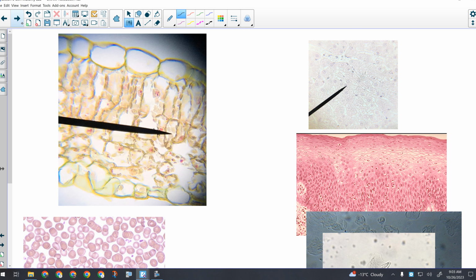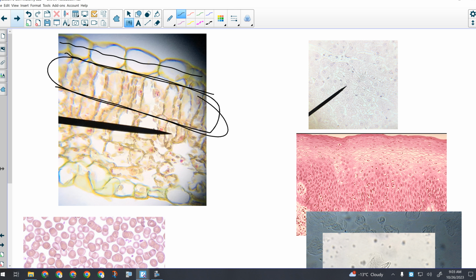So you can see here, this is the epidermis up top, these would be the epidermal cells. These are the cells I want you to focus on. I want you to focus on the cells of the palisade layer, these ones here. You will be able to see this level of detail. This is a picture I took looking through the microscope, so you'll be able to see this.